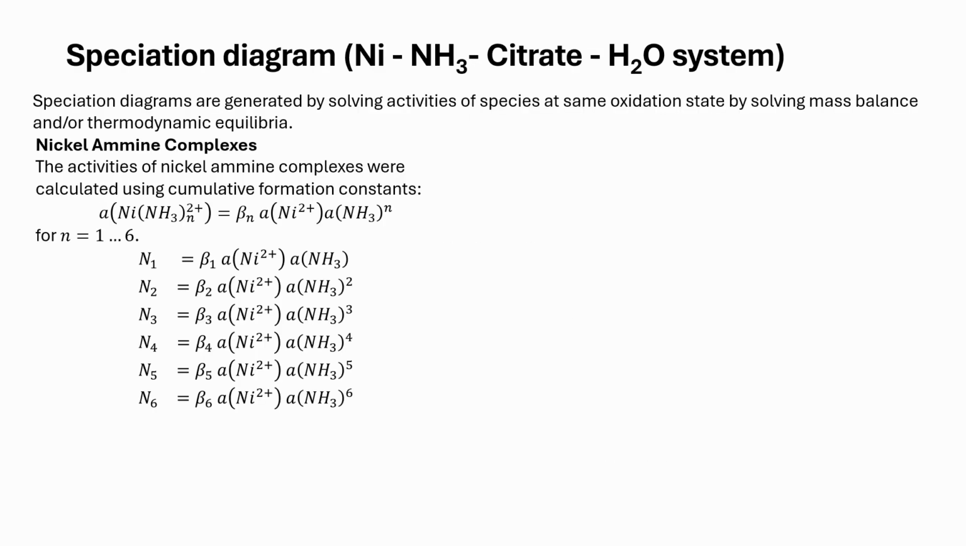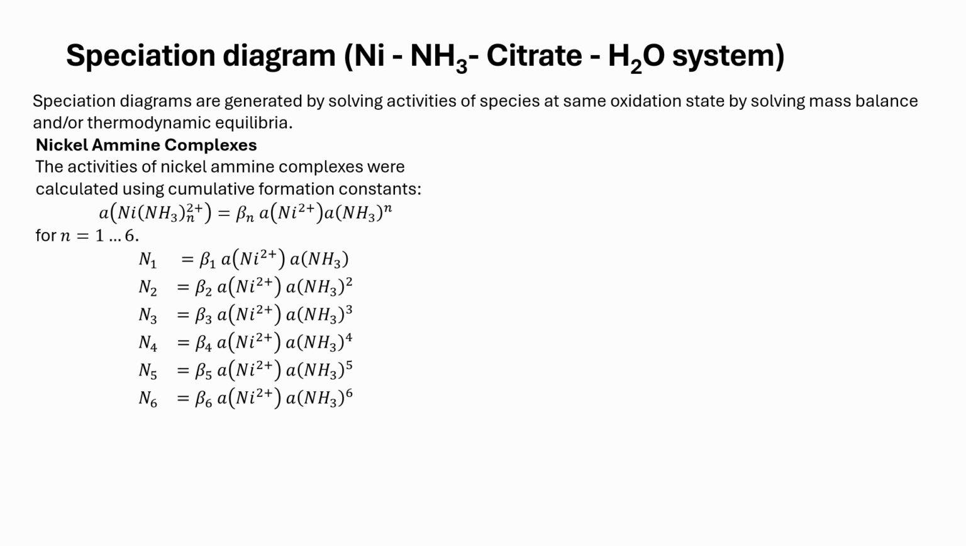As always, we begin by constructing the speciation diagram. This means we are solving for the activities of all species at the same oxidation state, in this case nickel 2. Recall that when we introduced ammonia into the system, nickel combines with ammonia to form a series of nickel-ammonia complexes, each with a different number of ammonia ligands. These are known as nickel-amine complexes.